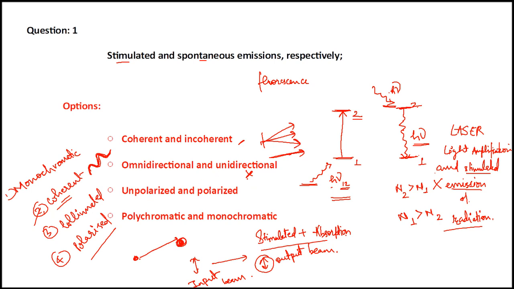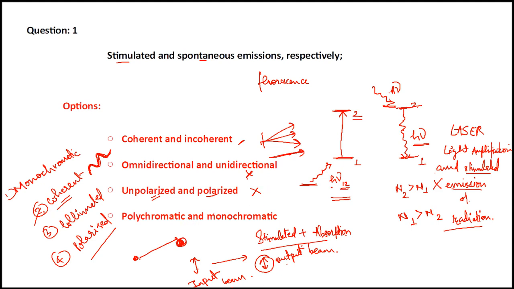Then the third is unpolarized and polarized. This point also I have discussed already, that the stimulated emission has polarized light, and that too polarized in the same direction. That is the input beam and the output beam, both will be polarized in the same direction only. The direction will not even change. And talking about the spontaneous emission, they are unpolarized. So this option also does not go with our question.